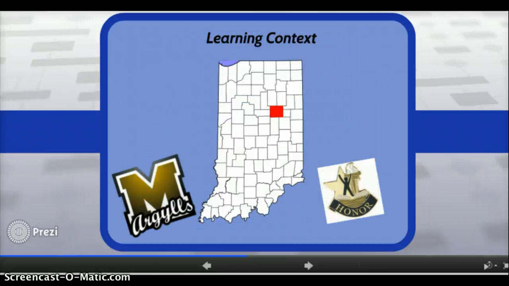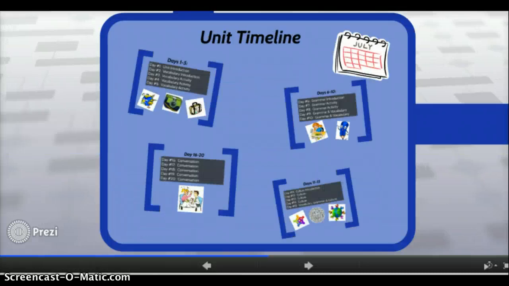I also examined the learning context. This unit will be taught in a small rural district. The class is made up of mostly honor students who plan to travel and go to college. This unit is planned to take 20 days. The content is broken into 4 sections or layers.